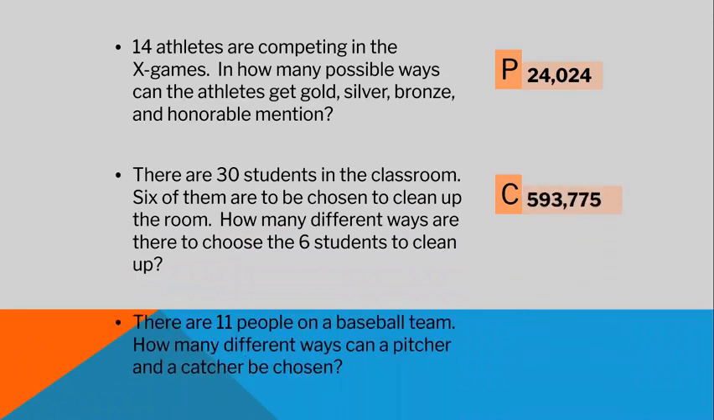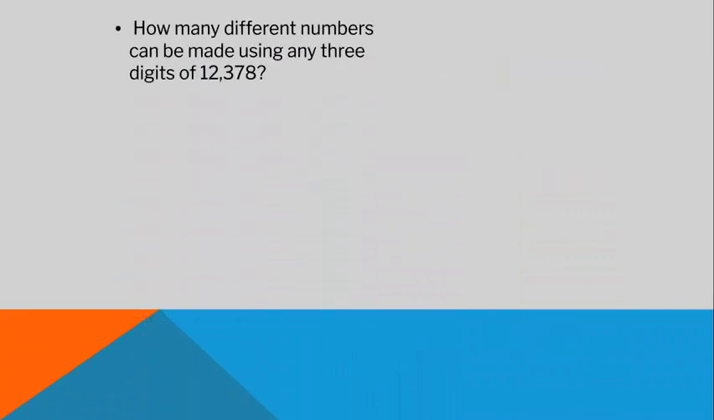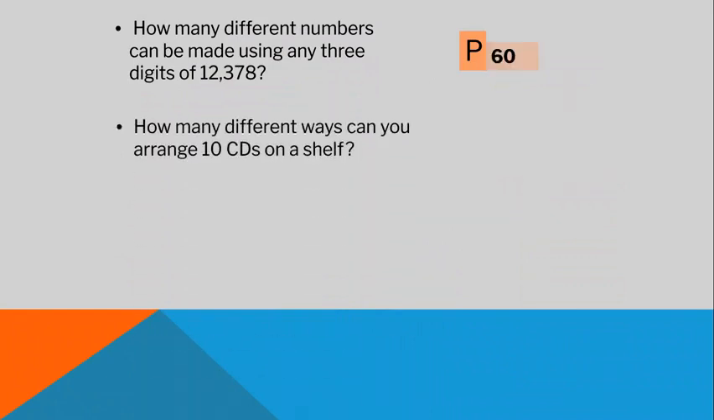There are 11 people on a baseball team. How many different ways can pitcher and catcher be chosen? Did order matter? Yes. 11P2. How many different numbers can be made using any 3 digits from this number? Does order matter? Yes, because they're different numbers. How many different ways can you arrange 10 CDs on a shelf? Does order matter? Yes.